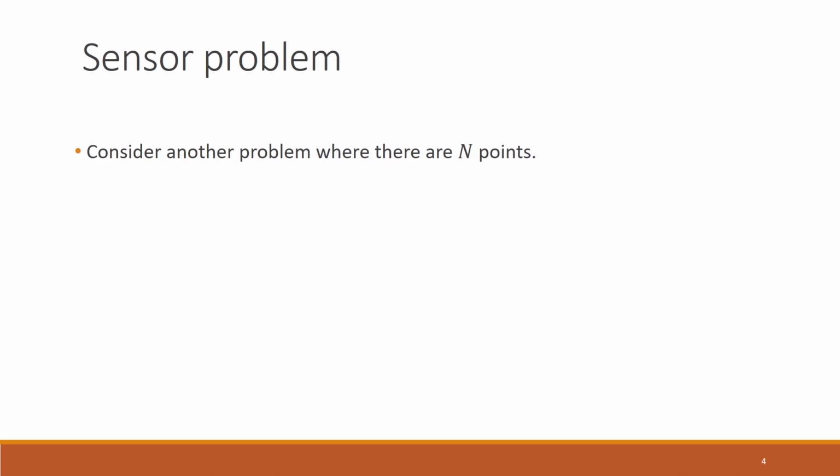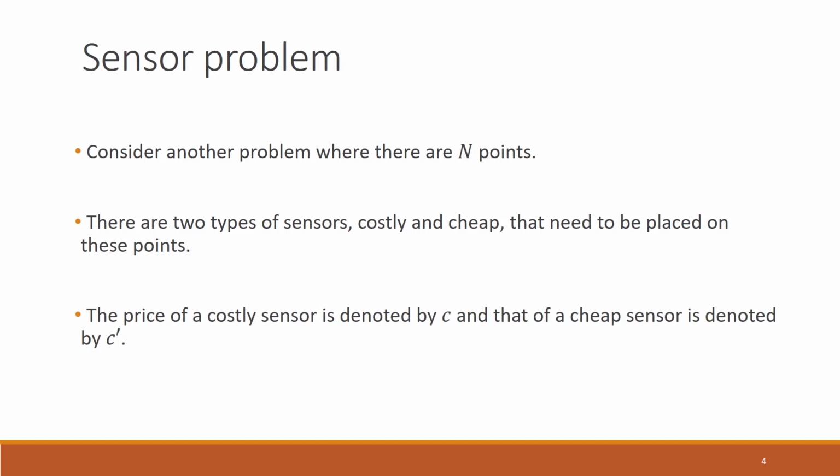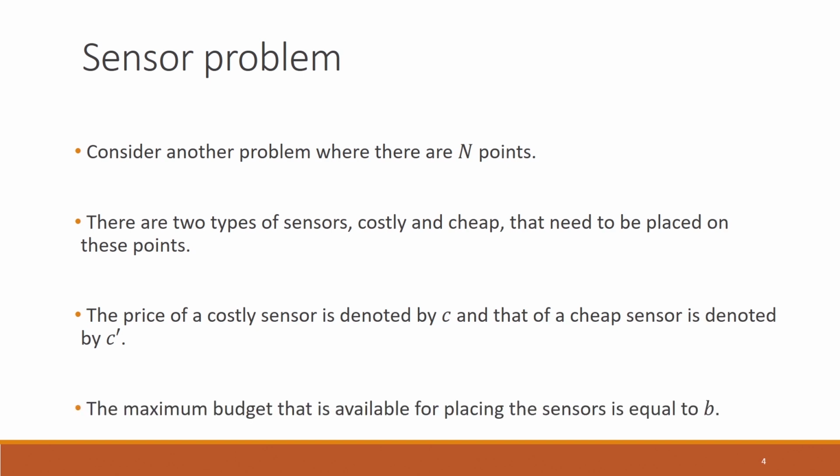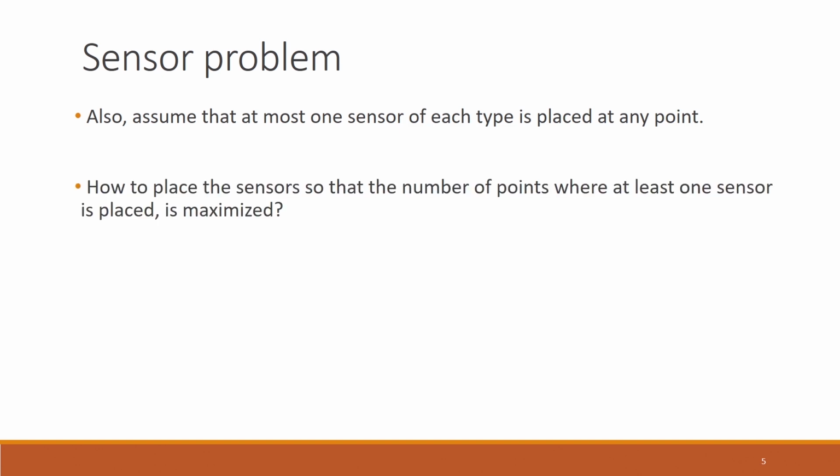This is a sensor problem. Here we have endpoints given to us, and there are two types of sensors, costly and cheap, that need to be placed at these points. The price of a costly sensor is denoted by C and that of a cheap sensor is denoted by C dash. We are also given a maximum budget for placing these sensors, denoted by small b. It is assumed that at most one sensor of each type will be placed at any point. So, the question is how to place the sensors so that the number of points where at least one sensor is placed is maximized.